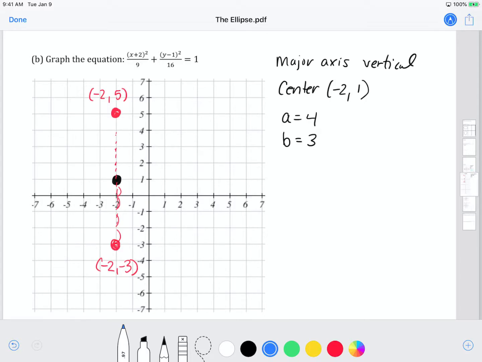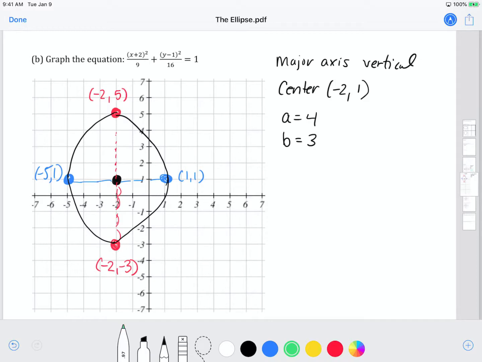Then to come out along my horizontal axis, which in this case would be my minor axis, I'm going to come out in either direction from the center 3 units. So 1, 2, 3, there's one vertice at 1, 1. And then I'm going to come out 3 from the other direction, 1, 2, 3. There's my other minor vertice, which would be at -5, +1. Then when I put that all together, here is the graph of my ellipse.